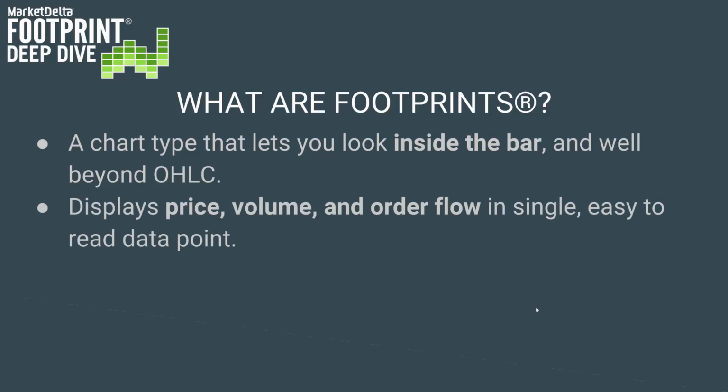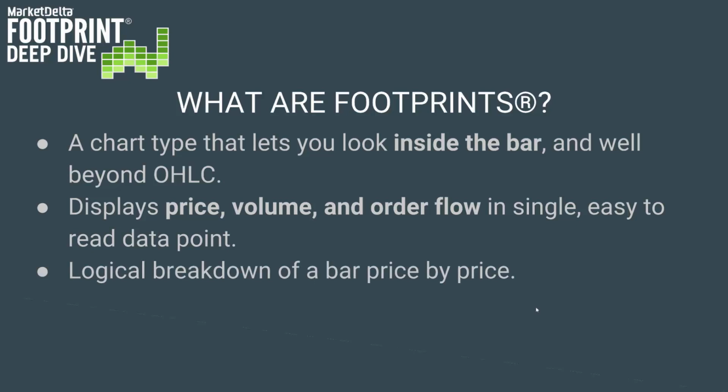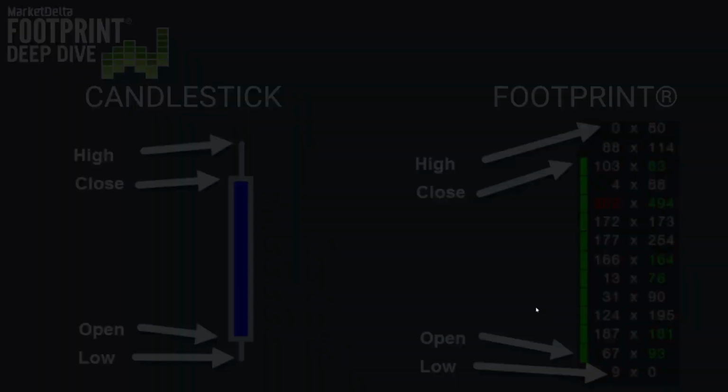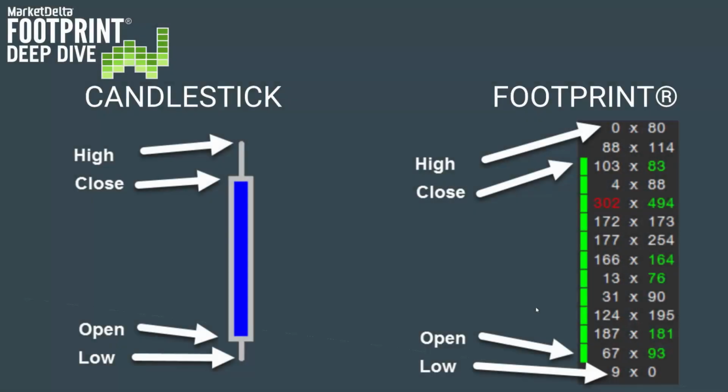Okay, so I've kind of already said this. The footprint displays price, volume, and order flow in a single, easy to read data point. And it's a logical breakdown of a bar, just simply price by price. It basically takes that bar, slices it up by price, and gives you that value-added information of volume or delta, or both in some cases, depending on the type of footprint you're looking at.